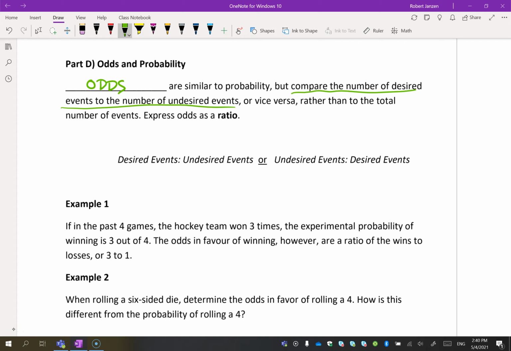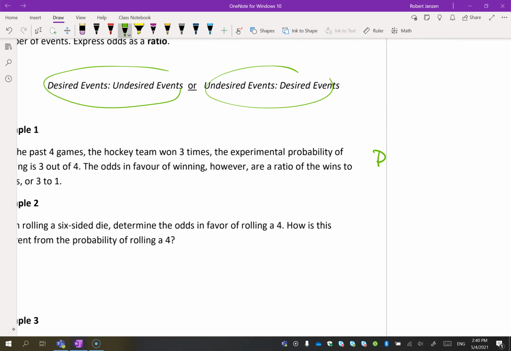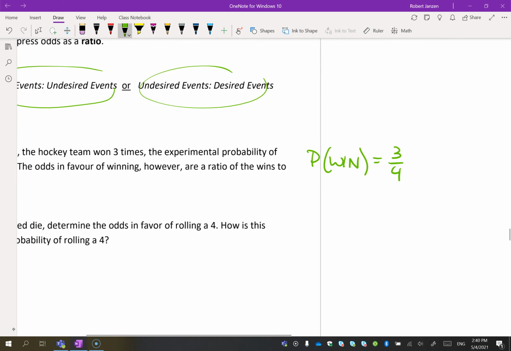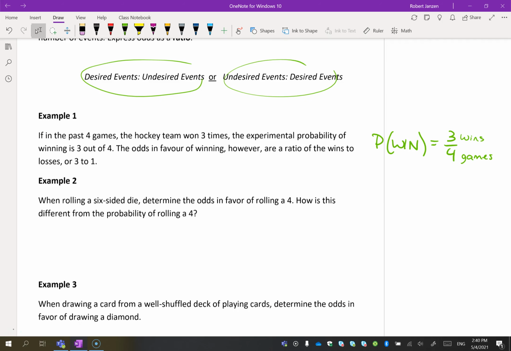Express odds as a ratio. So for example, this is one, this is the other one. Take a look at this example 1. If in the past 4 games the hockey team has won 3 times, the experimental probability of winning is 3 out of 4. That's the number of favorable outcomes. There are 3 wins out of 4 total games. That's the experimental probability because that's what happened in the actual trial.